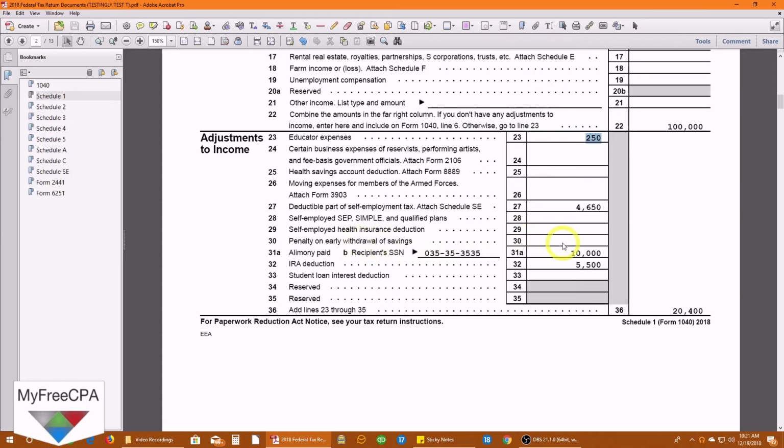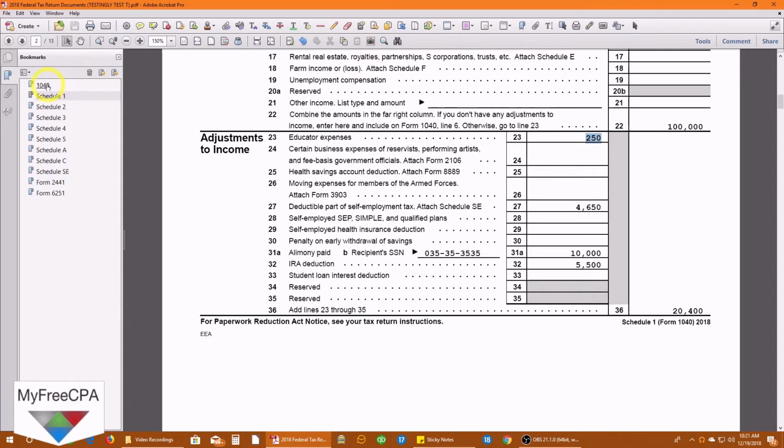Penalties that you may pay from withdrawing from savings accounts, from banks. Again, the alimony only counts for agreements from 2018 and earlier. Any IRA deductions and student loan interest that you pay are going to go here. Those are going to be $20,400 for this particular taxpayer. So all these add up and go on line 36.